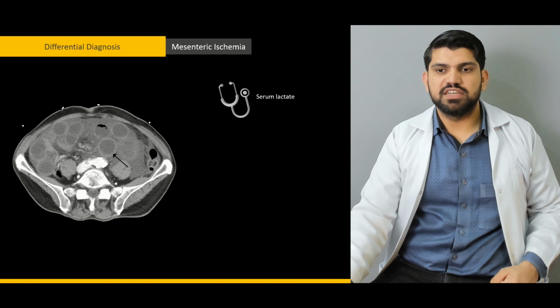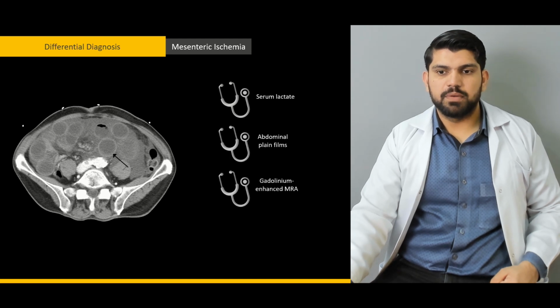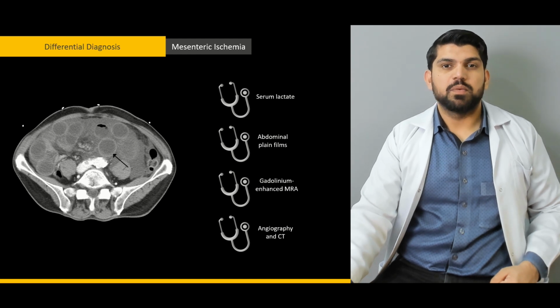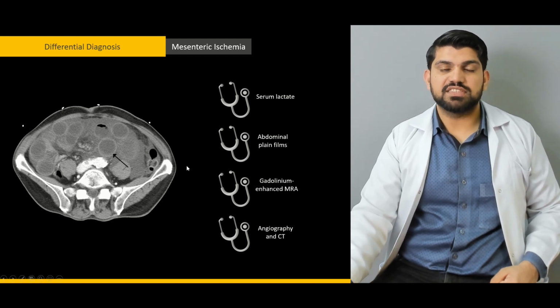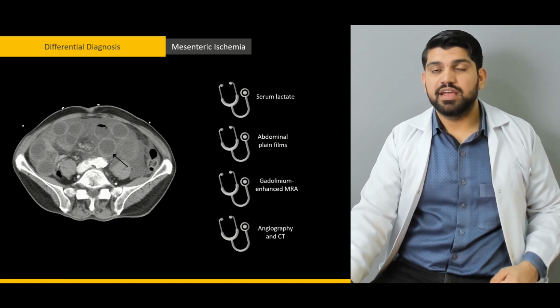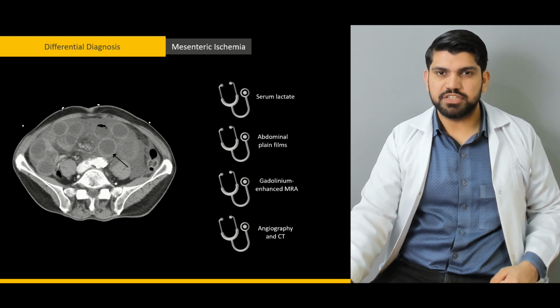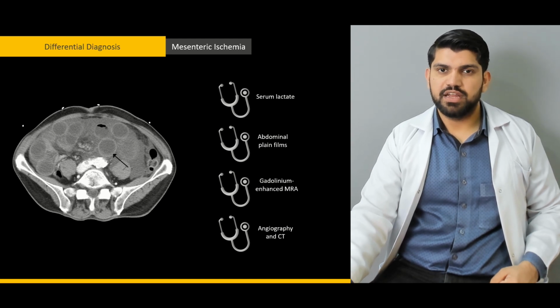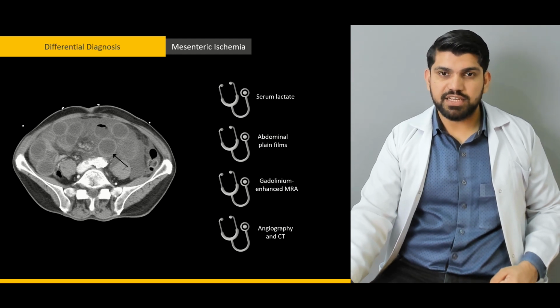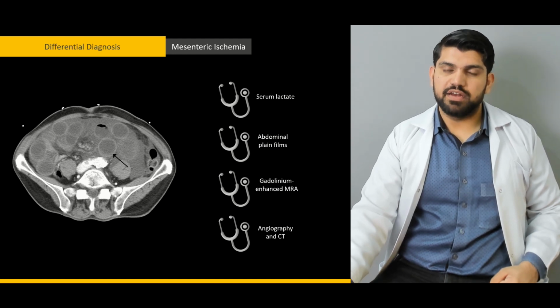What to do? Straight away, CT angio. Abdominal plain films, enhanced MRA, angiography, serum lactate levels can help you make the diagnosis. But you need to be quick, on your toes. With CT angiogram and all these investigations, this patient should be admitted and proceeded for surgery. But before that, this patient needs to be treated for hemodynamic instability, like shock, with IV fluids and, if required, blood transfusion.